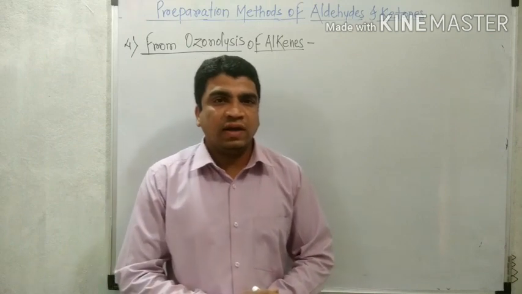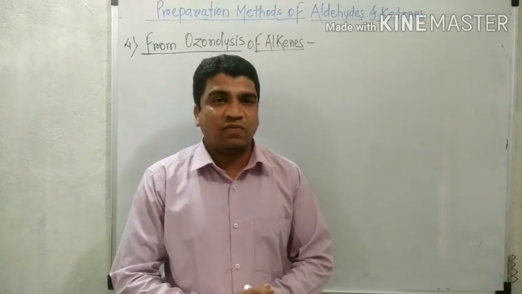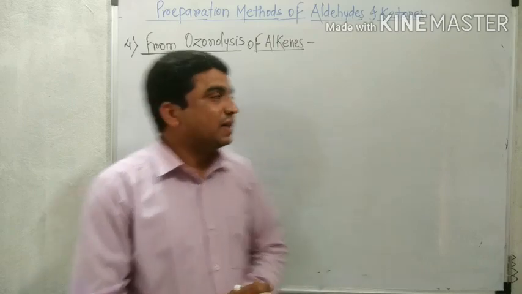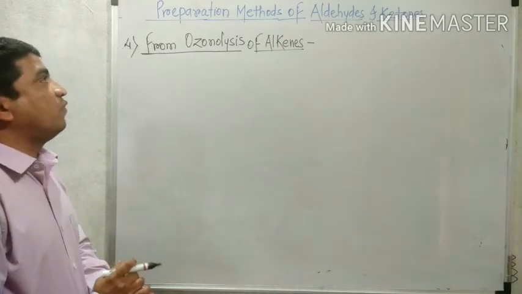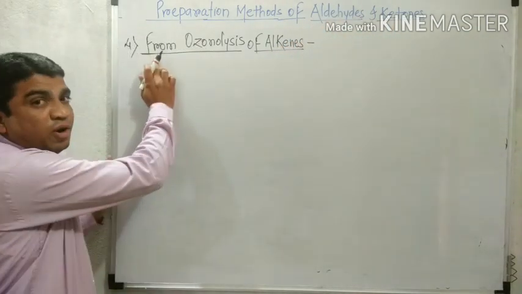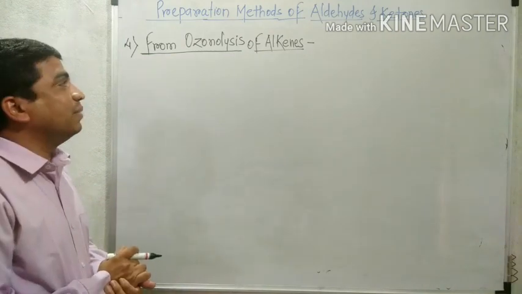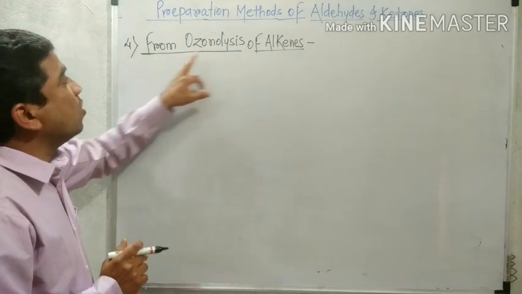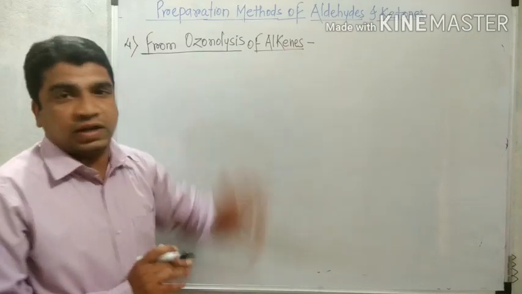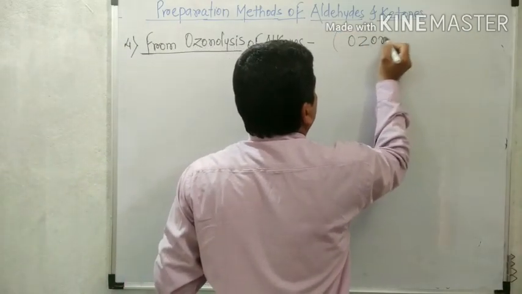Hello friends, today we are going to discuss the important method of the preparation of aldehyde and ketone, that is the preparation of aldehydes and ketones from the name of the process, the name of the reaction from which aldehyde and ketone can be prepared, that is from ozonolysis of alkene. Which reaction? Ozonolysis.